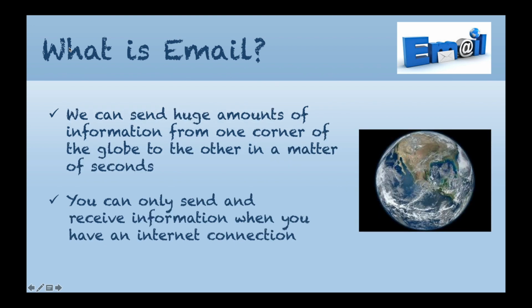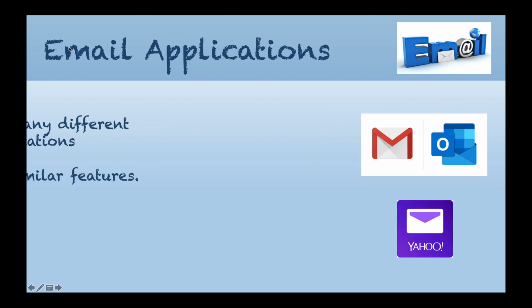We can send huge amounts of information from one corner of the globe to another in a matter of seconds. But you can only send and receive information when you have an internet connection. You must be connected to the internet some way in order to send an email. If you're sending an email via your phone, you can use a 3G or a 4G or even a 5G connection now, but the majority of the time you will be using an internet connection either at home or in an internet cafe or in a hotspot where there is a wireless connection.